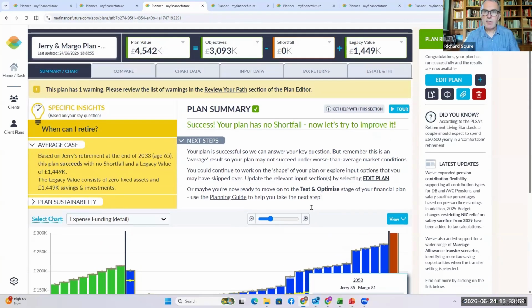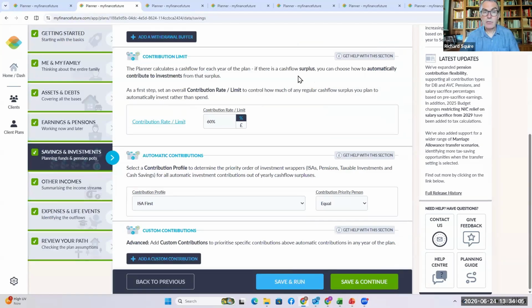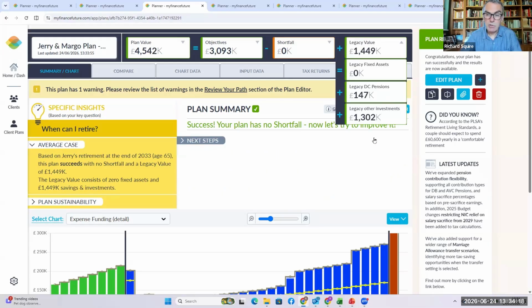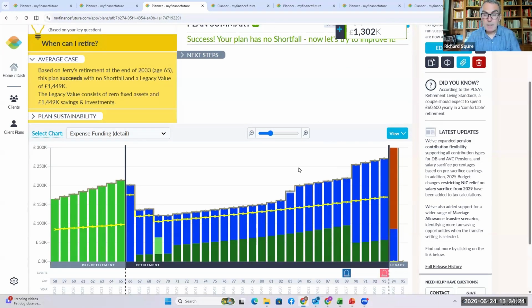So let's start off by looking at legacy value. So that's gone up again. Previously that was 1433, and now we've got up to 1449. There's a bit of an increase, and doing the tax calculation on the DC pensions shows that overall it's better financially, albeit the pensions are less flexible, as we said.